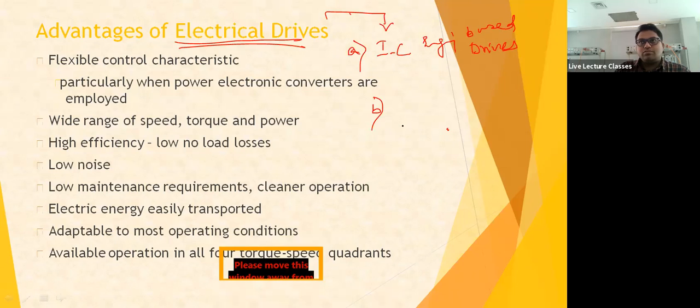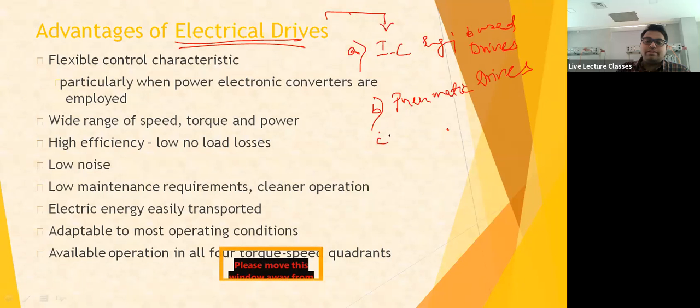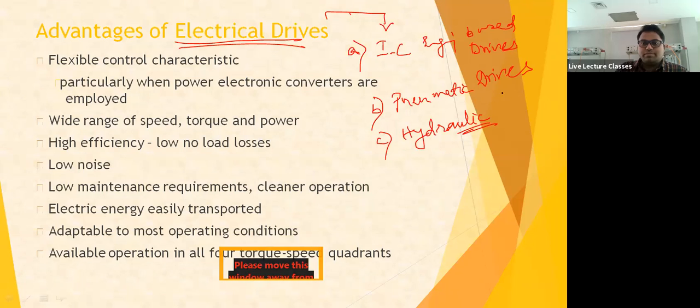In your Bosch center of excellence, you might be seeing other types of drives. What about this? Pneumatic drives? Forgotten? Yes, sir. Hydraulic. Yes. Pneumatic is air controlled, and there are hydraulic also. Hydraulic is liquid based, right? Non-compressive liquid. Pneumatic is compressed air based. So air based drives are also there, hydraulics are also there, IC engine based drives are also there.